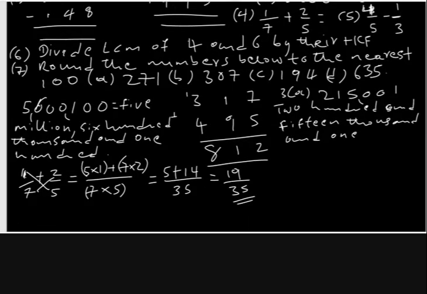The other one is 4/5 minus 1/3. The same way, because the denominators are different, we have to do 5 times 3. Then we do 3 times 4. Then minus 5 times 1.